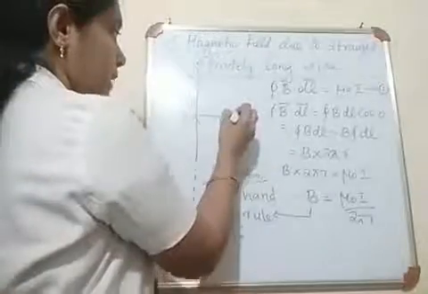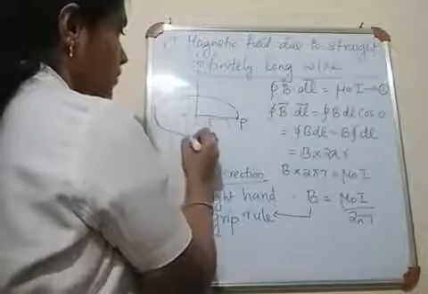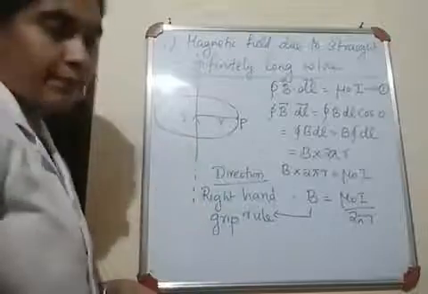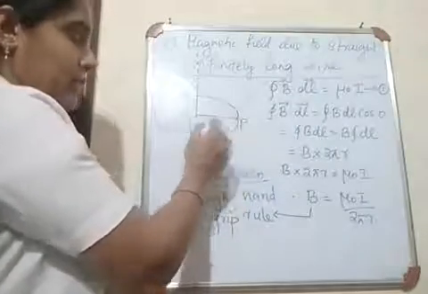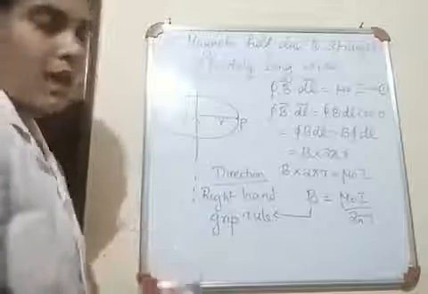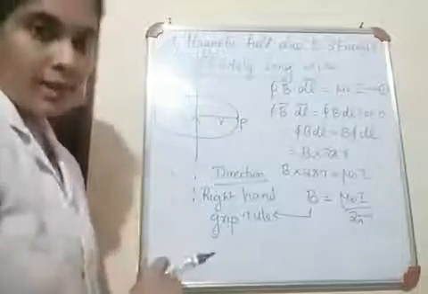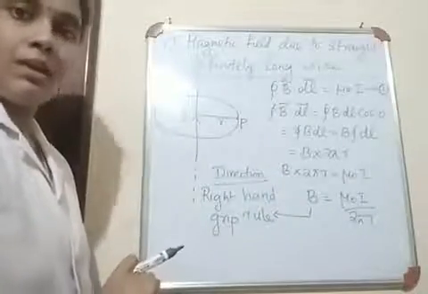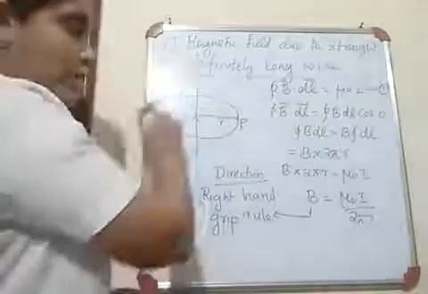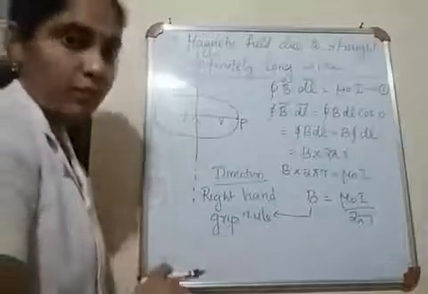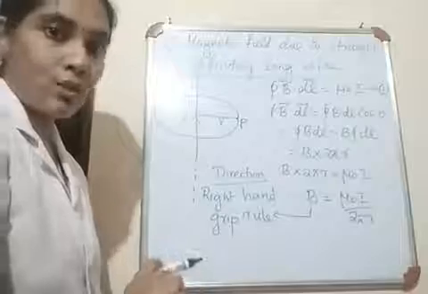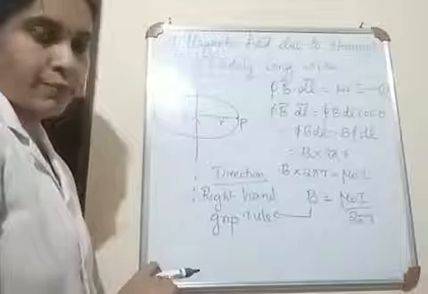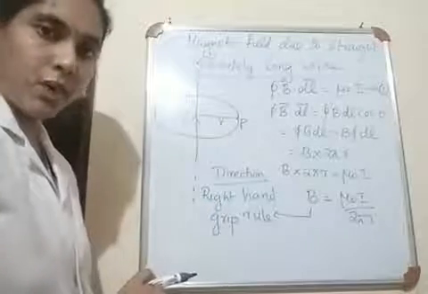So let this be our closed path. This closed path encloses the point P. This point P is at a distance r from the wire. And this distance r itself will be the radius of this Ampere's circuital loop. This loop is also known as the Amperian loop, because we are going to apply our Ampere's law on this loop. And r is the radius of this loop.